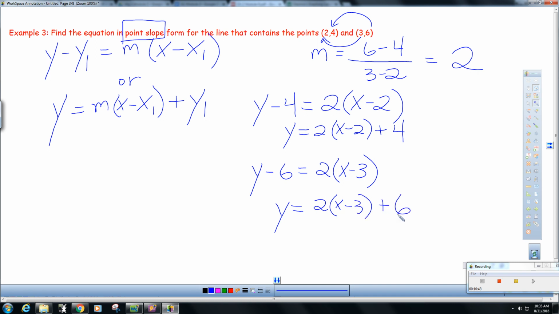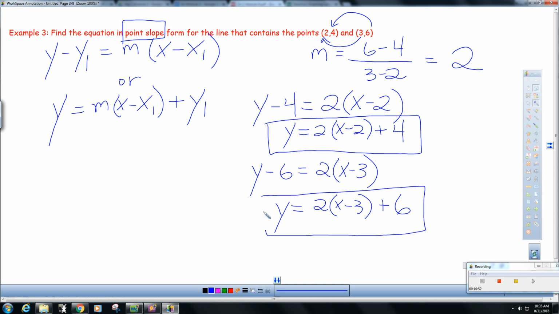But here's the thing I want you to know. All of these are the exact same line. I encourage you to pause the video. Okay? Distribute the 2. Simplify everything. And what you're going to get for this is, if you put it into slope-intercept form, y equals 2x plus 0.